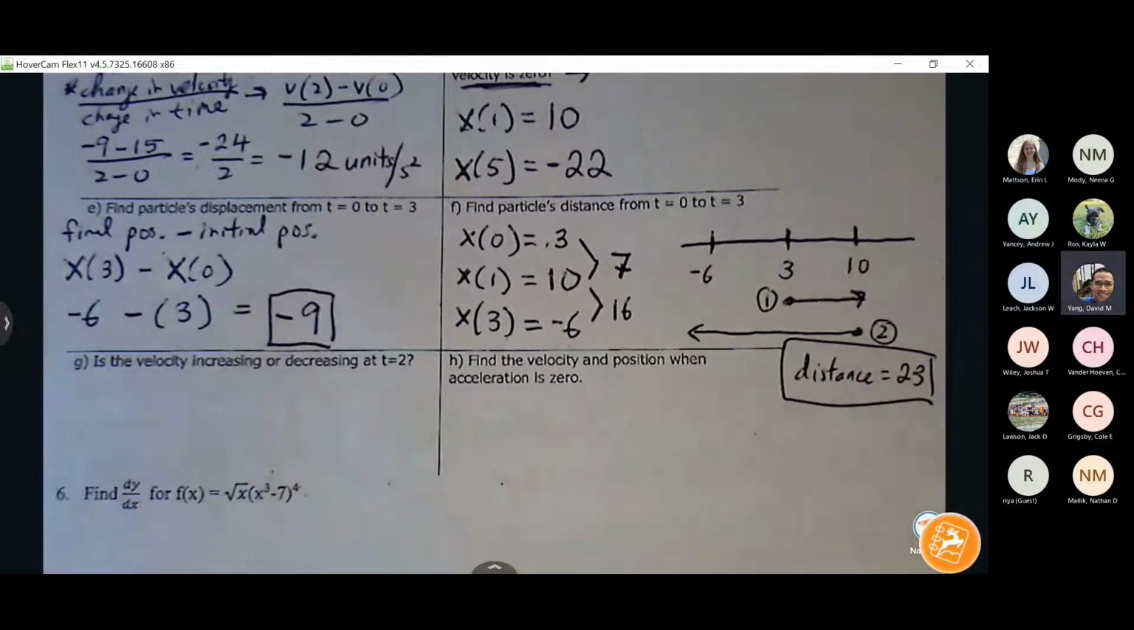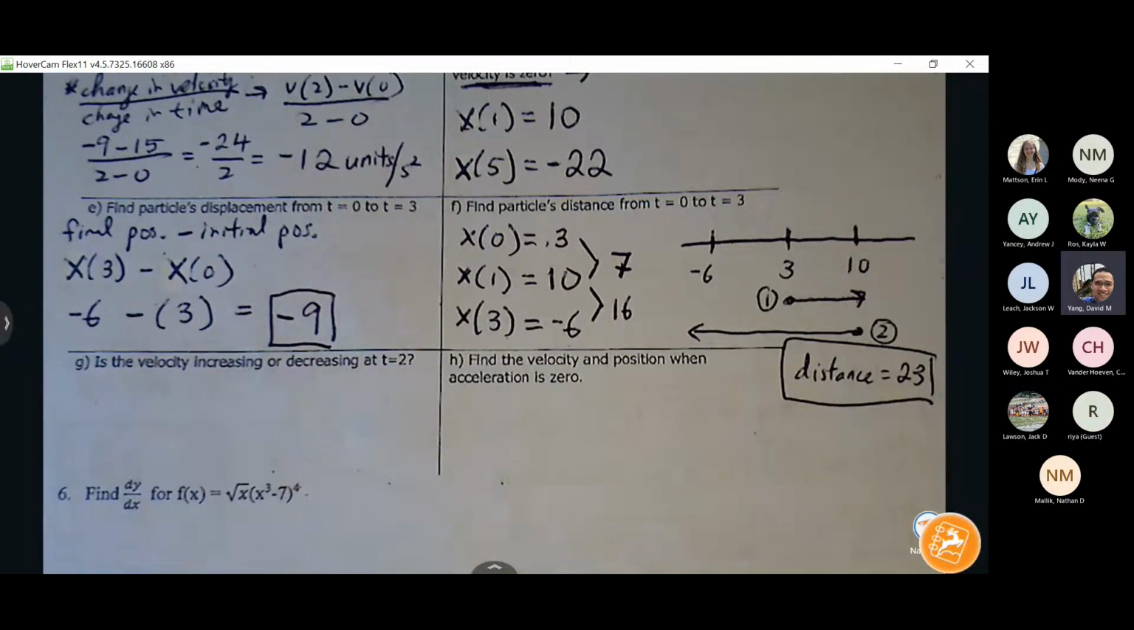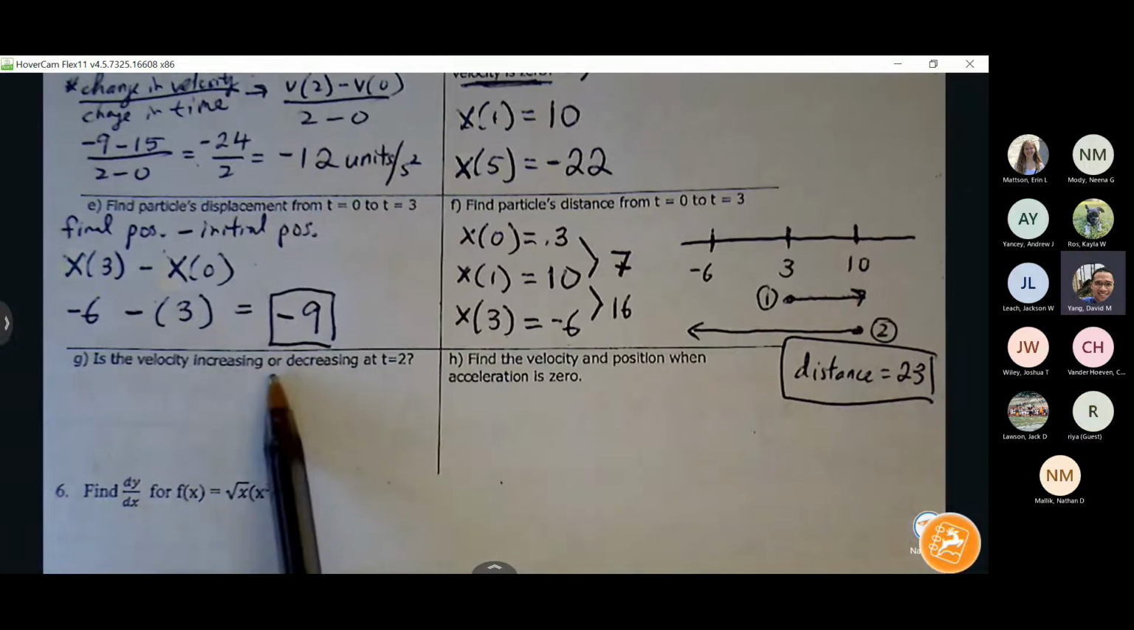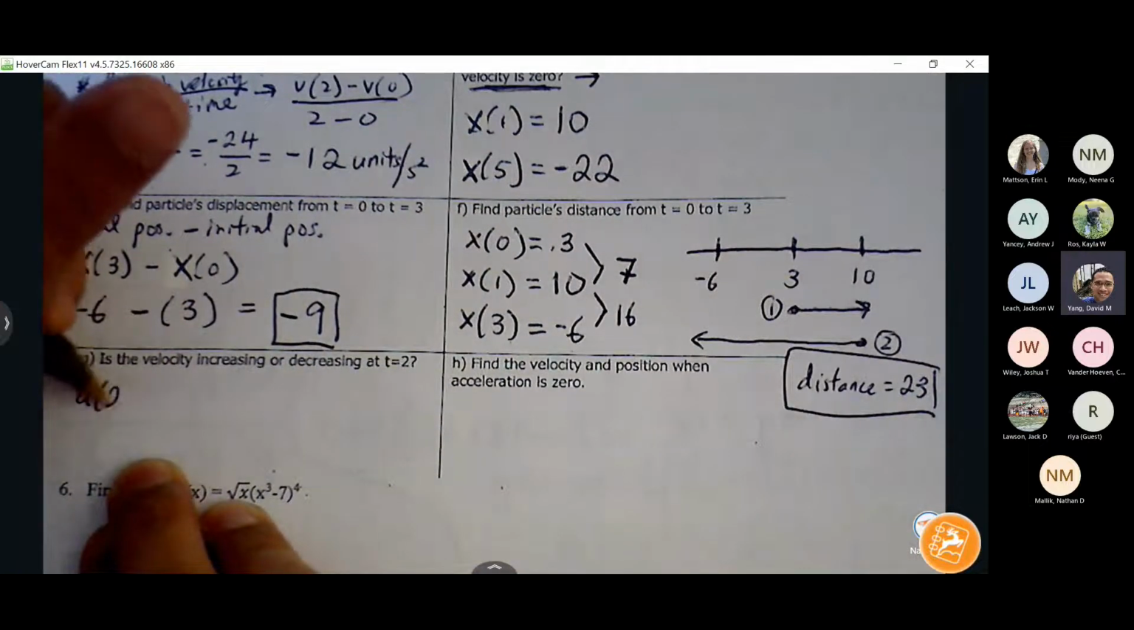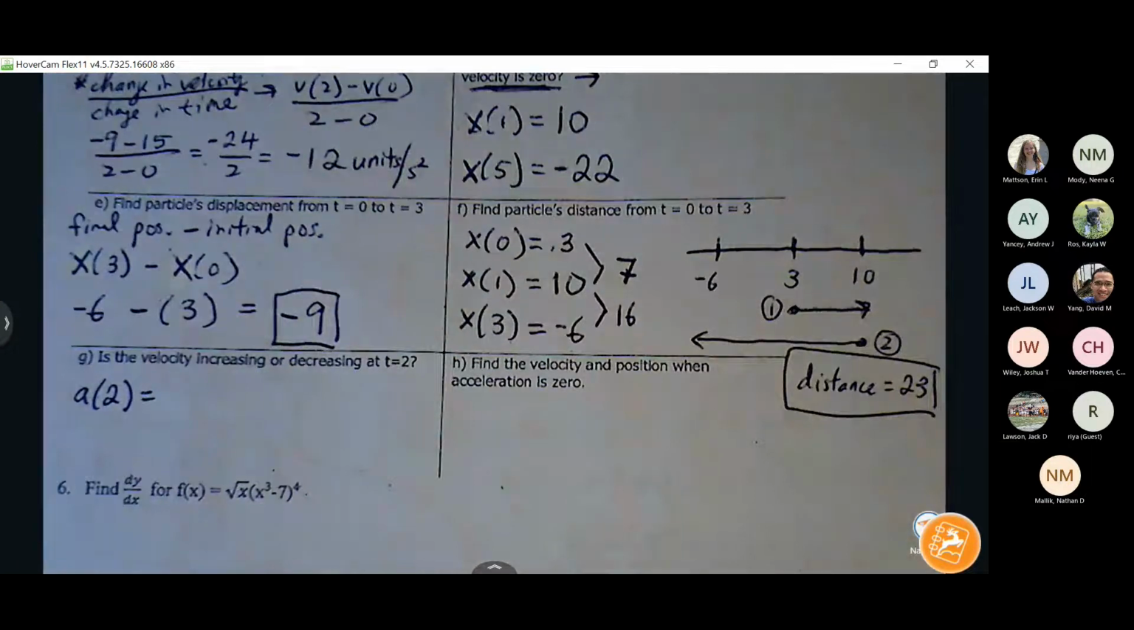Okay, part G, is the velocity increasing or decreasing at t equals 2? This is also tricky as well. Is this talking about velocity? No, it's talking about acceleration. It's the increase or decrease of velocity. It's the rate of change of velocity. It's really acceleration. So all we care about is looking at acceleration.